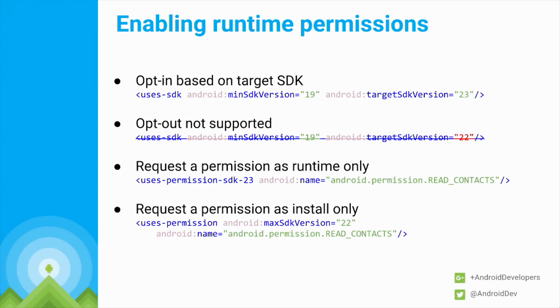So it's all great. How do you get on the boat? Like, how do you get on the train? How do you opt into the new permission model? It's based on the target SDK. So what you need to do is change your target SDK to 23 and use the new API, and you're in the new permission model. It's important to note that there is no way out. Once you get in, you cannot go back to target SDK, say 22.